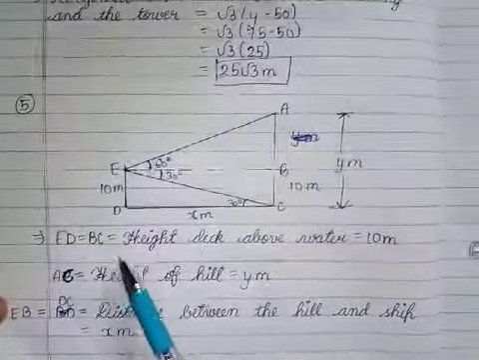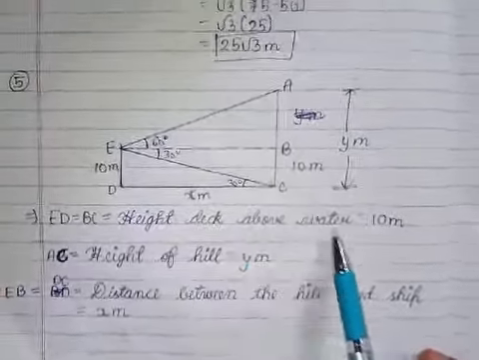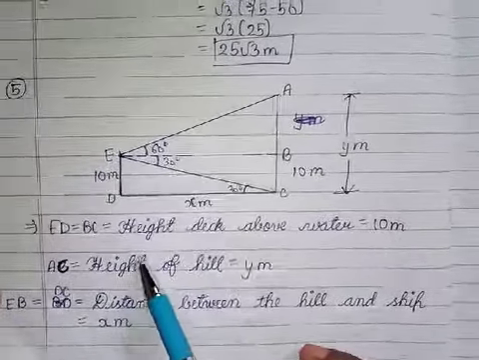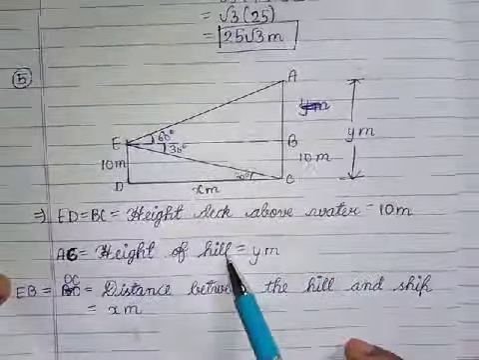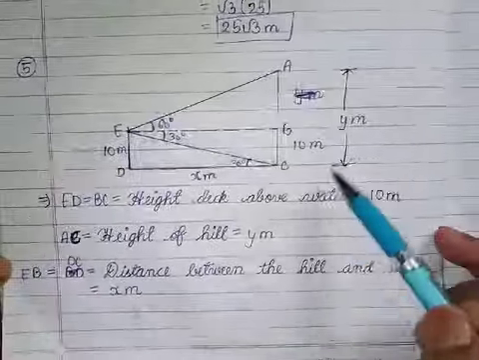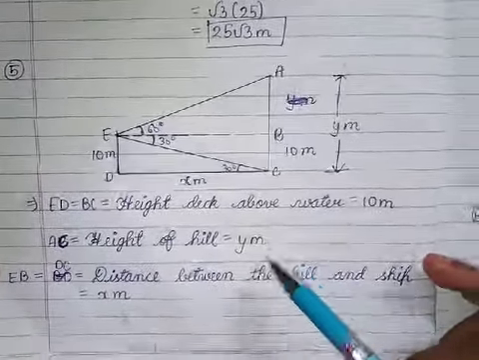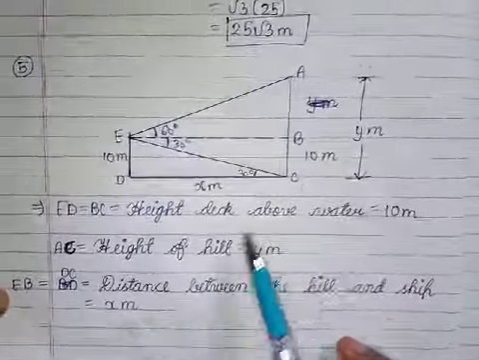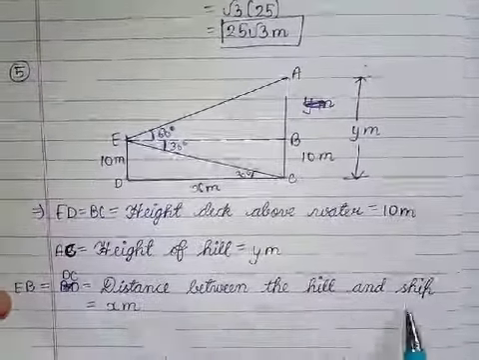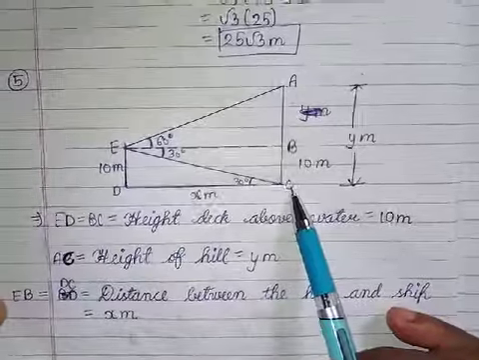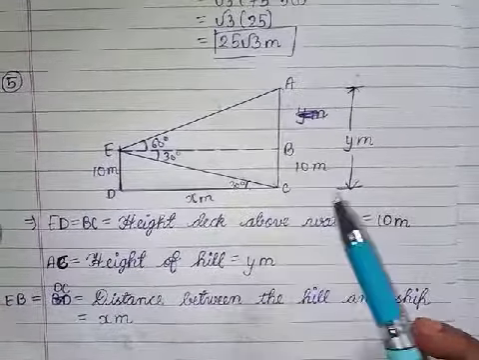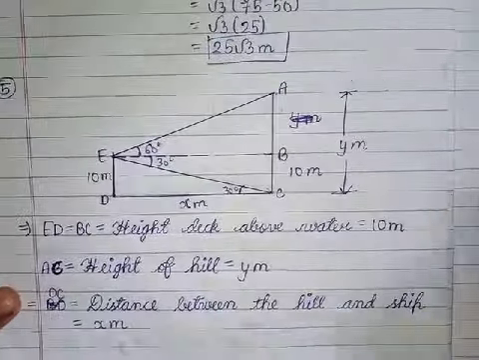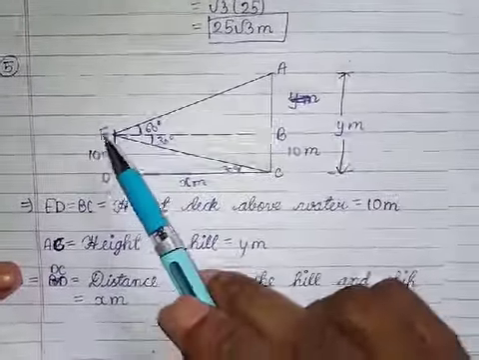So ED is equal to BC, which is equal to the height of the deck above the water, 10 meters. AC, the height of the hill, which you have to find, let us consider as Y meters. EB is equal to DC, the distance between the hill and the ship, which we consider as X meters. So first we'll take that angle ECD.